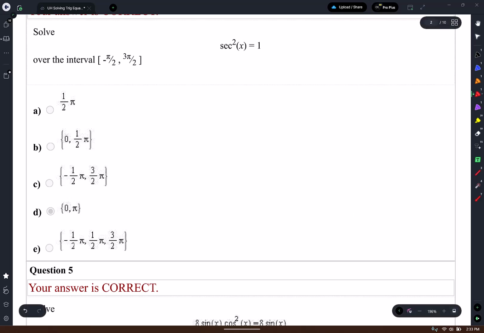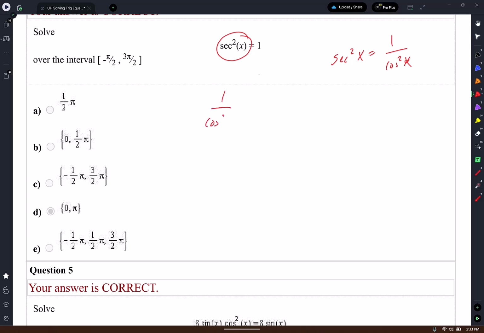Next one. Secant squared x equals 1. I'm tempted to just go right off the bat and type in cosine squared x equals 1, but I don't know how you guys feel about that. No, okay, I won't do it then. Side note, secant squared x is the same thing as 1 over cosine squared x. It's a reciprocal. I can replace this with 1 over cosine squared x equals 1. Times cosine squared x. I guess you could have also said, what's the reciprocal of 1? Times cosine squared x. 1 equals cosine squared x. You get back to the same thing.